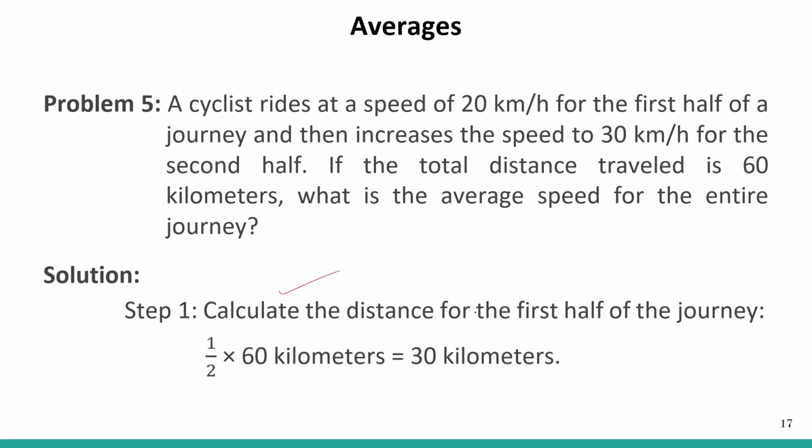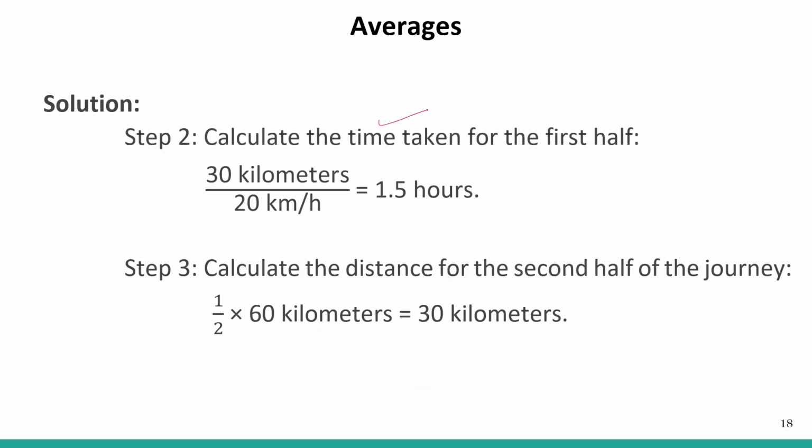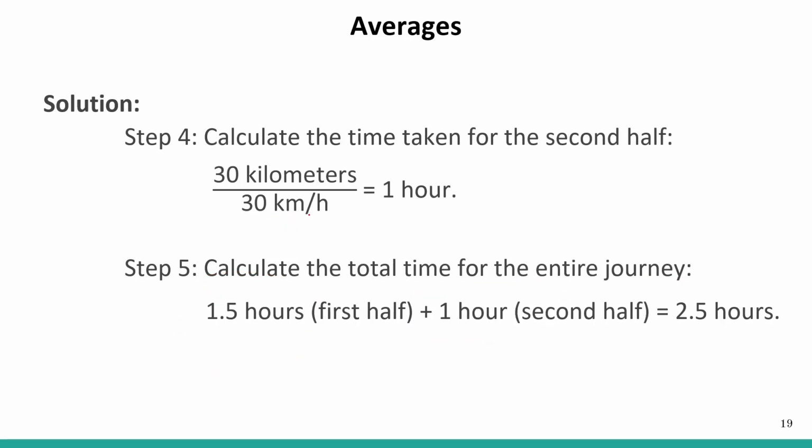So the distance for the first half of the journey is equal to 30 km, and the second half will also be 30 km, right? The time taken for the first half is 30 kilometers by 20 km per hour, which is equal to 1.5 hours. Now the distance for the second half of the journey: 1 by 2 into 60 is 30 kilometers. The time taken for the second half is 30 km by 30 km per hour, which is 1 hour. So the total time for the entire journey will be 1.5 plus 1, which is 2.5 hours.